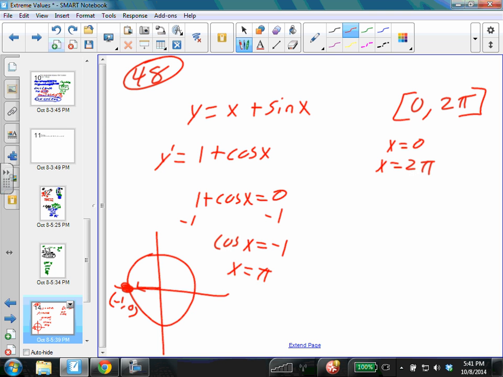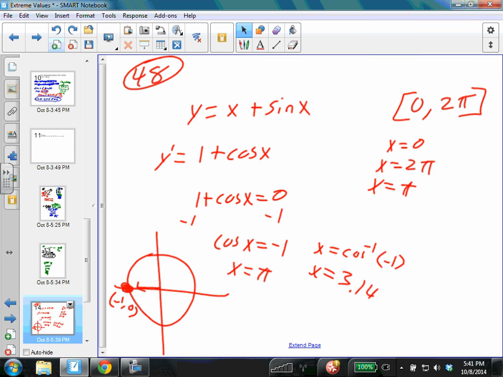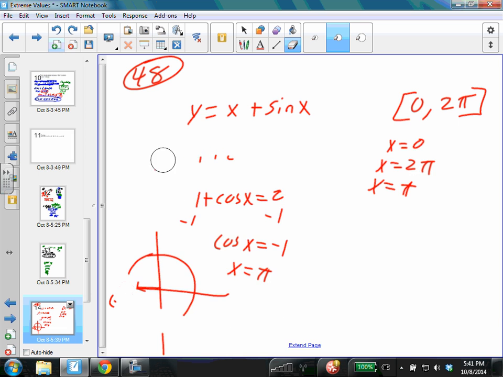You could also take the cosine inverse of both sides. So if in your calculator you wanted to do x equals the cosine inverse of negative 1, and hopefully if you have your calculator in radian mode, it'll give you 3.14. And maybe when you get that 3.14, you could deduce that you have pi. So x equals pi. Okay? And pi is in between 0 and 2 pi, so those are the places we want to check.